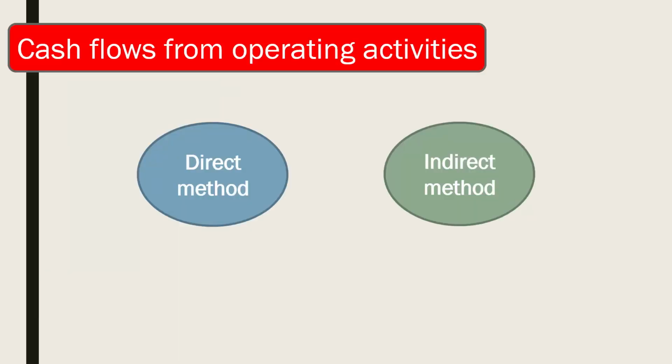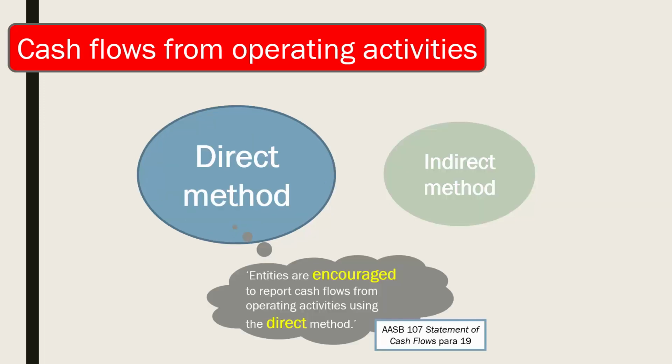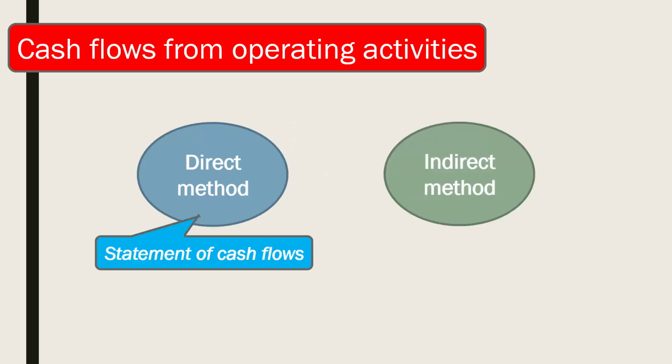Firms are required to report their cash flows from operating activities using either the direct or indirect method, and the accounting standards encourage firms to use the direct method. In practice, many firms may use both methods, the direct method in the statement of cash flows and the indirect method in a footnote.